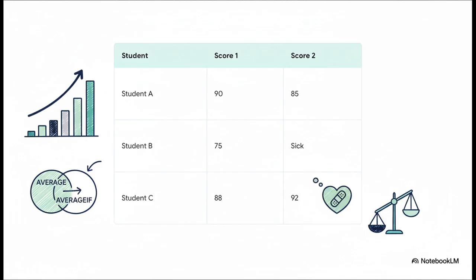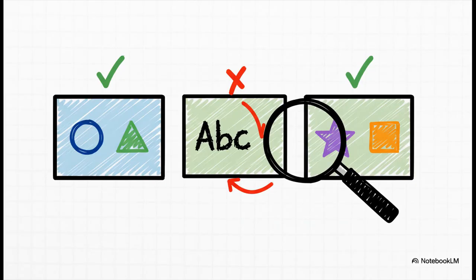Let's look at this table of student scores. I want you to pay close attention to student B. They were sick for their second test, so we just have the word sick in there. How do you think Excel is going to handle that? It just ignores it. That's right, the function scans the range, sees the word sick, and just skips right over it. It does the same thing for empty cells. Then it just calculates the average using only the numbers it finds. So for student B, the average is simply 75 because that's the only number in the row.